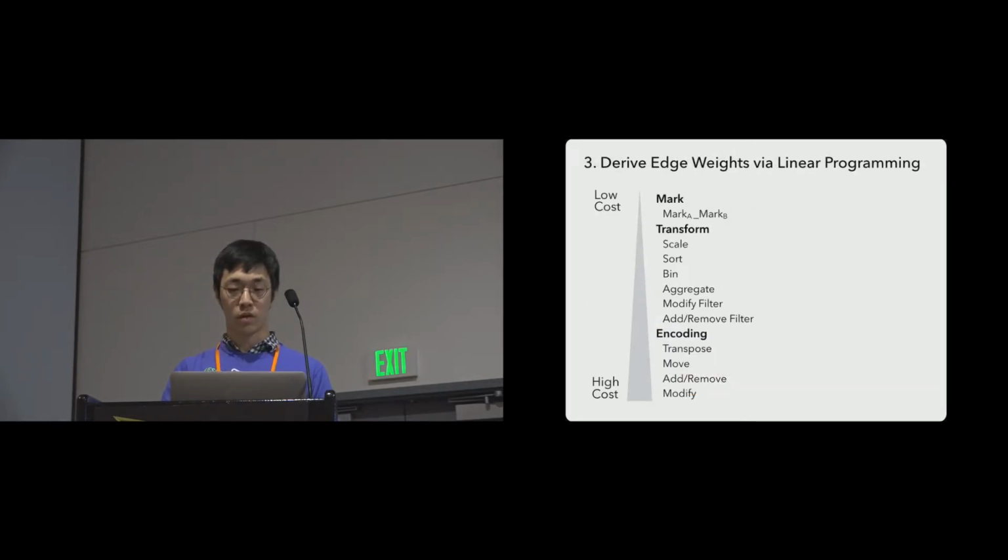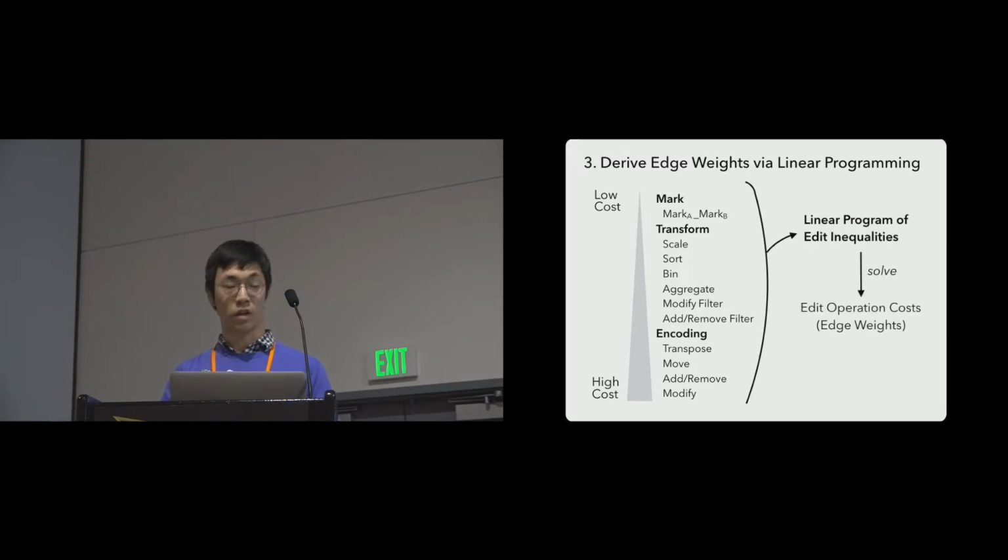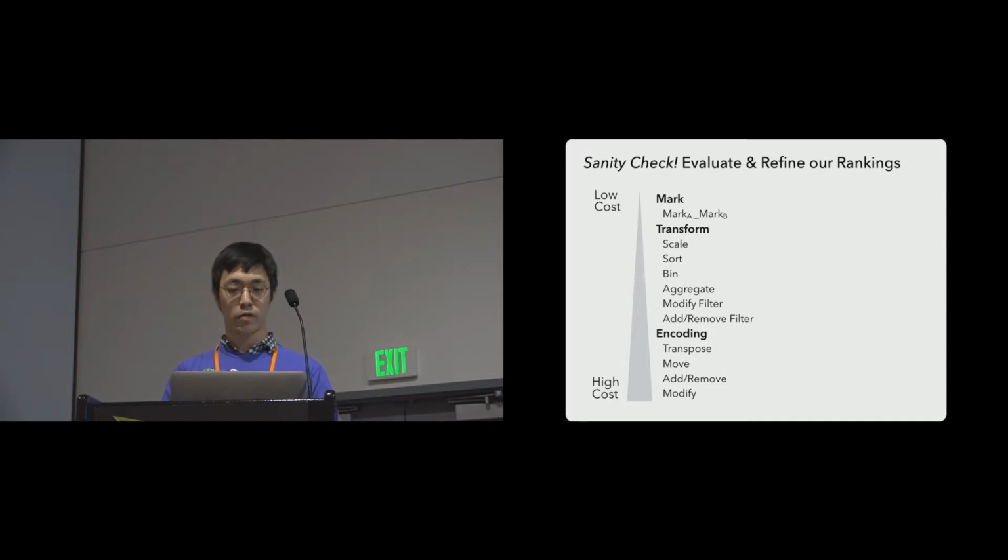Lastly, we derive the cost of each edit operation by applying linear programming to our collected set of inequalities. However, because our model is based on our expert judgments, we must also verify it with external users. There are also some ambiguous rankings. For example, should adding and removing a filter have the same cost, or an asymmetric cost? And similarly, for adding and removing a field from a visual encoding variable.